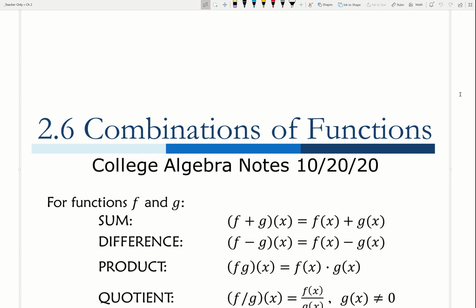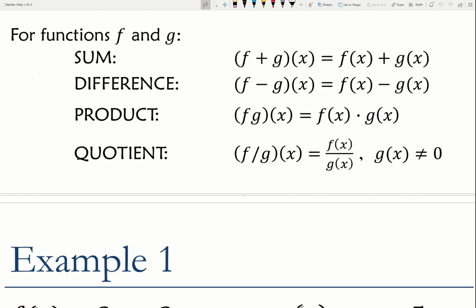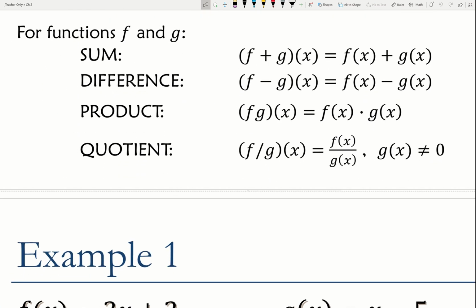This section talks all about combinations of functions. When we say combinations, we mean creating new function machines by taking two existing function machines and either adding, subtracting, multiplying, or dividing them. Or later, we're going to see what it takes for a function to be a composite function of two. We're going to start off with these simple operation functions here.